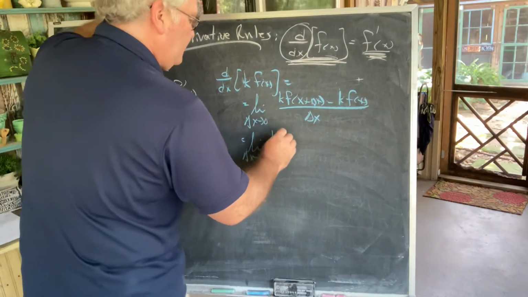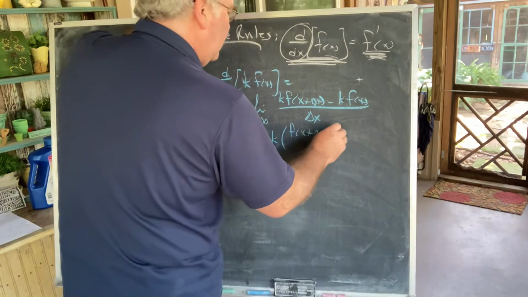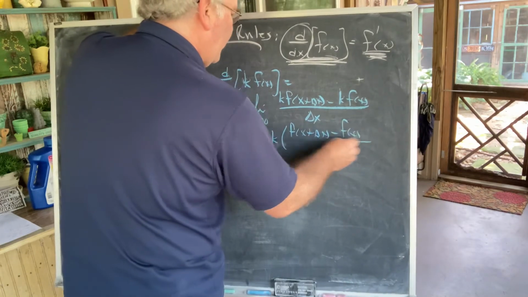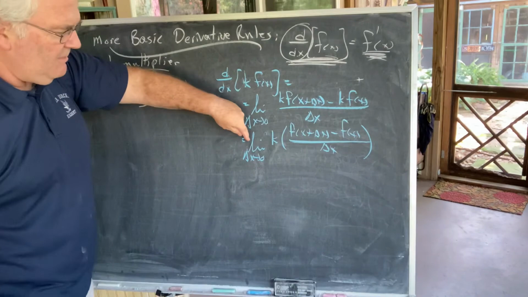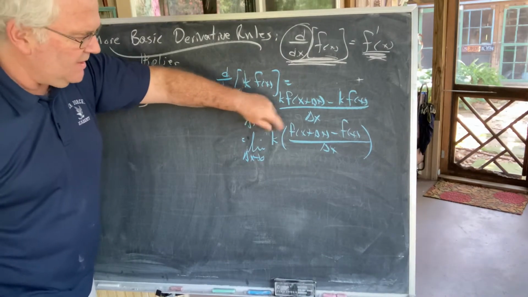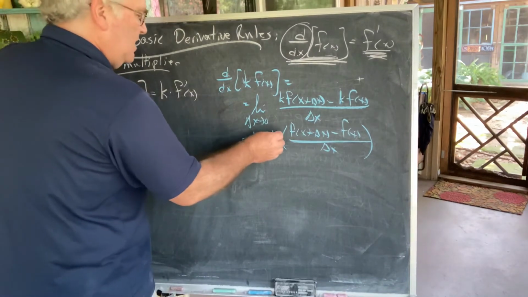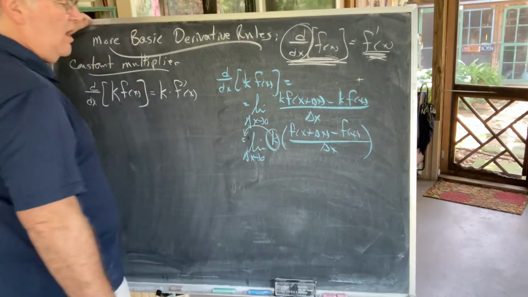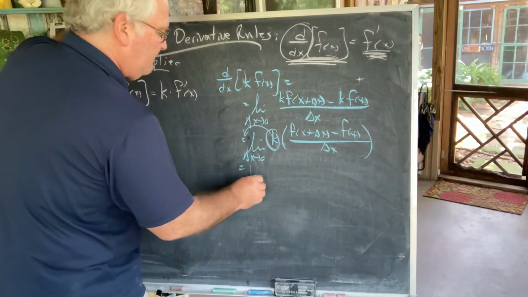Factor out the k, and that's f of x plus delta x minus f of x all over delta x. But this is a limit of a constant times the expression. We already have the property that in limits, constant multipliers multiply along. And so we are permitted to move this constant multiplier in front of this limit.